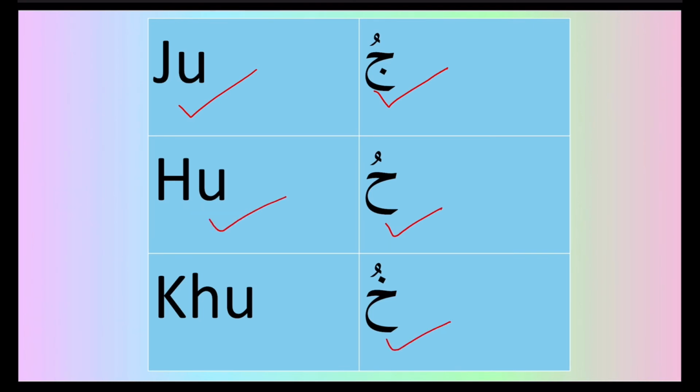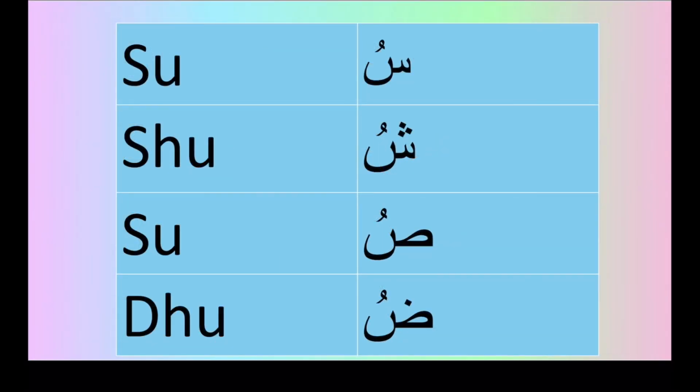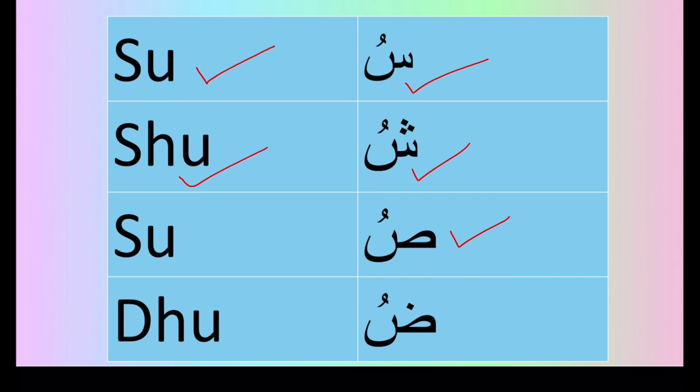Kha dhamma khu. When I add dhamma to dal, it becomes du. The pronunciation changes from dal to du. Zal dhamma zu. Ra dhamma ru. Za dhamma zu. Okay? Our next letter is seen. When I add dhamma to seen, it changes to su. Seen dhamma su. Okay? Sheen dhamma shu. Sad dhamma su. Dad dhamma du.